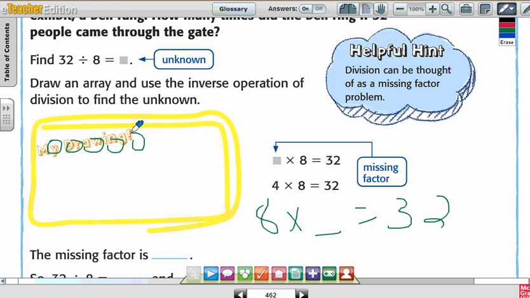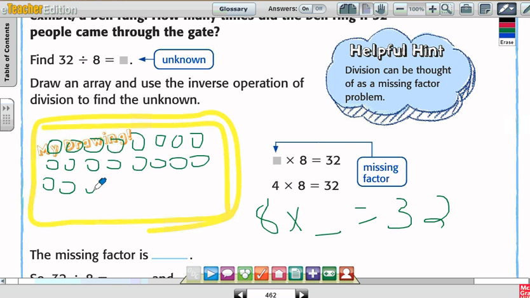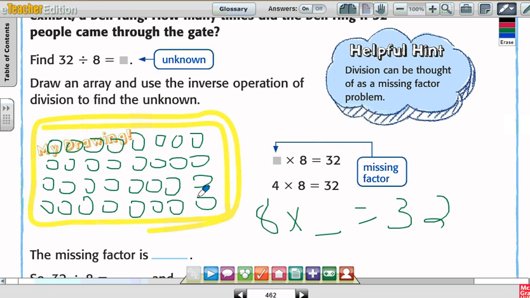Okay, 1, 2, 3, 4, 5, 6, 7, 8. Another row of 8, and another, and another. How many rows do I have? 4. Okay, so 32 divided by 8 is going to be 4.